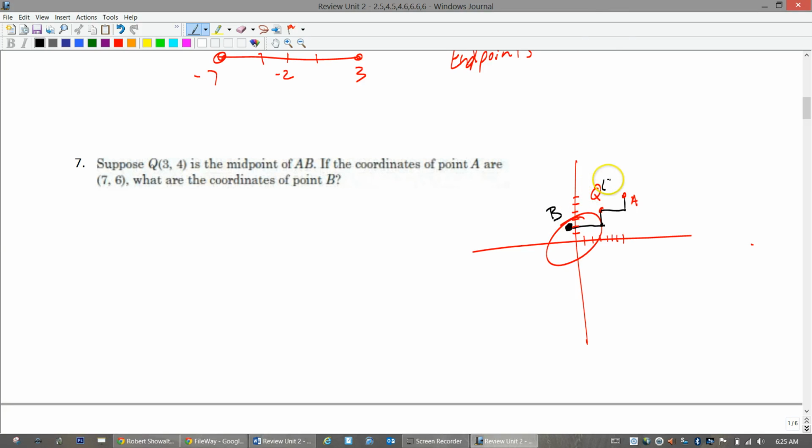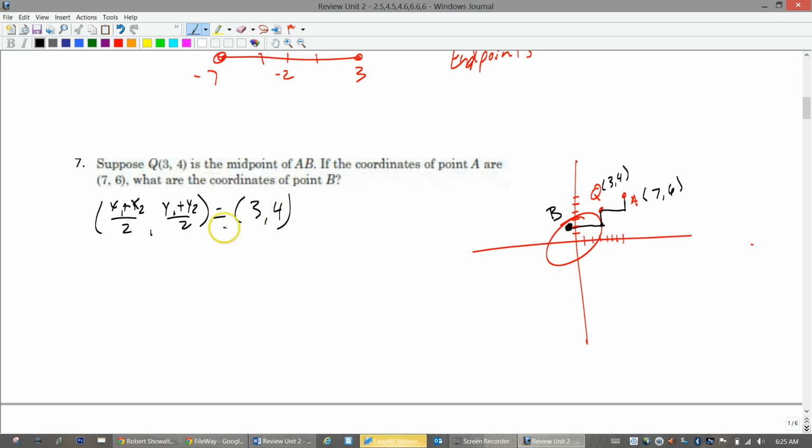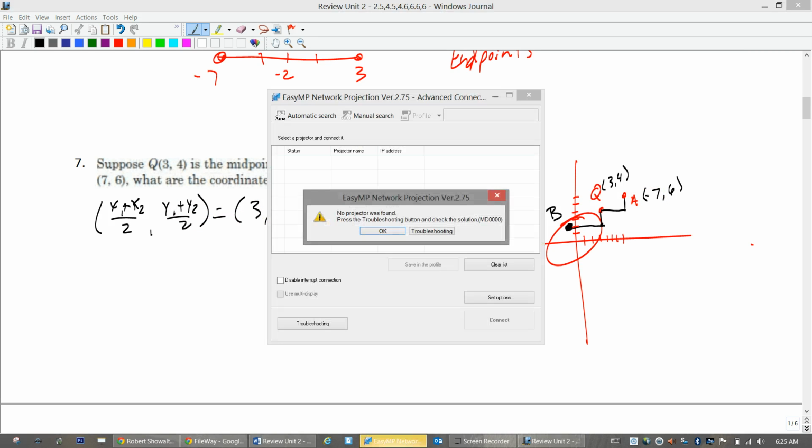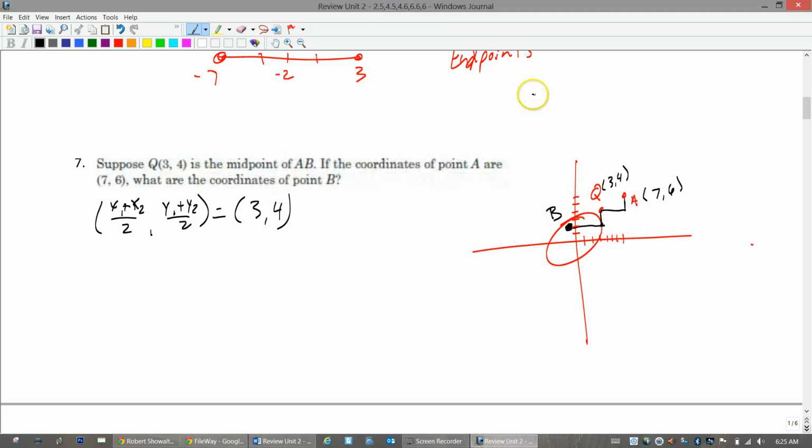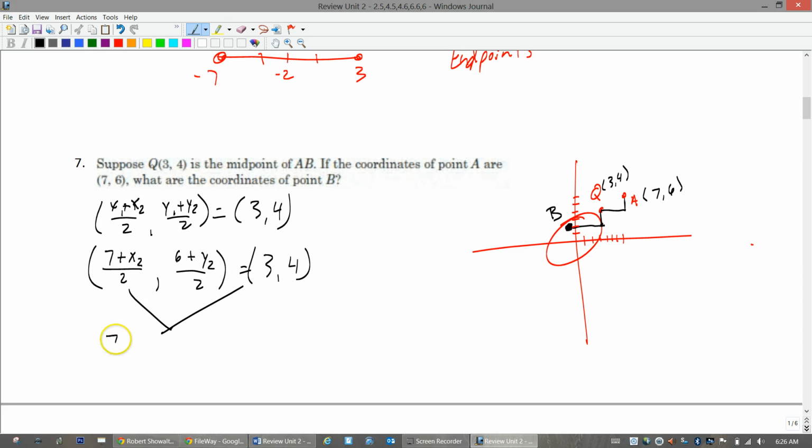Otherwise, here's an algebraic way to do it. Since Q is (3, 4) and A is (7, 6), and we have this formula for midpoint, we know that it's got to equal (3, 4). Let's throw in the numbers for point A. So 7, sorry about that, guys. 7, 6, so I'm going to put 7 there and a 6 in here. And these two make an equation that we can solve, and then these two make an equation that we can solve.